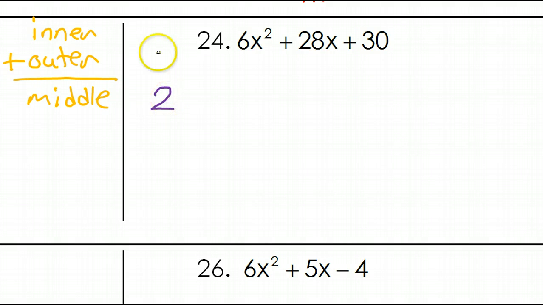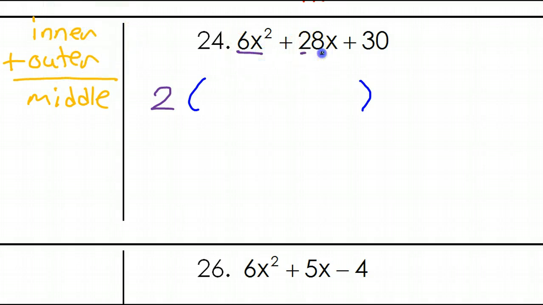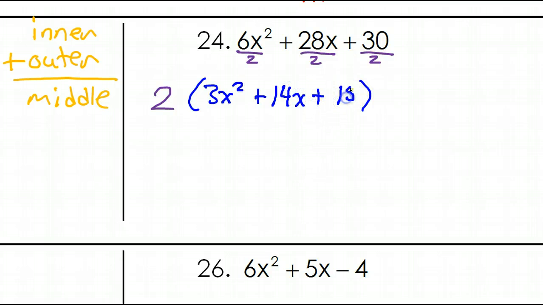So greatest common factor of 2, make one pair of parentheses big enough for a trinomial. Now take your common factor and divide with it. Okay, so it's dividing everything by 2. So that's going to make 3x squared plus 14x plus 15. Okay, so this is the trinomial that we will begin to factor.